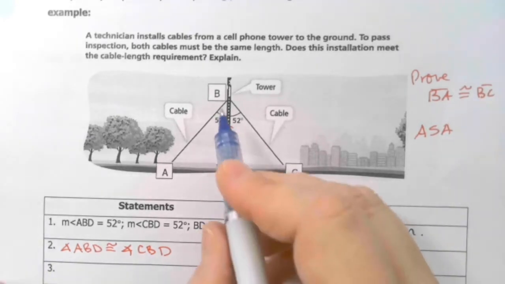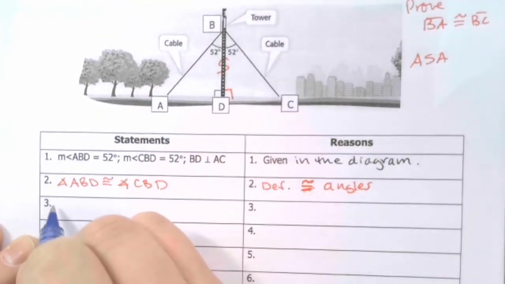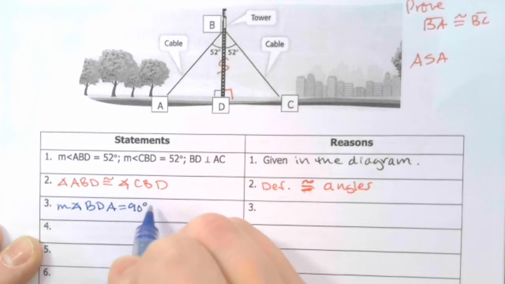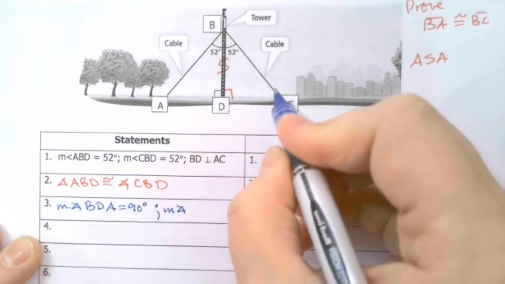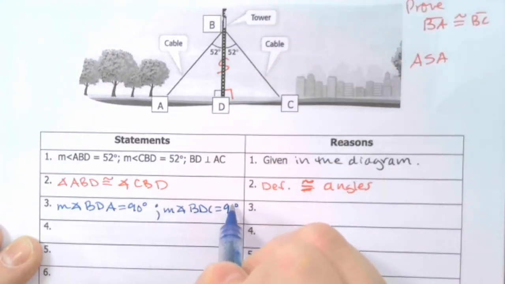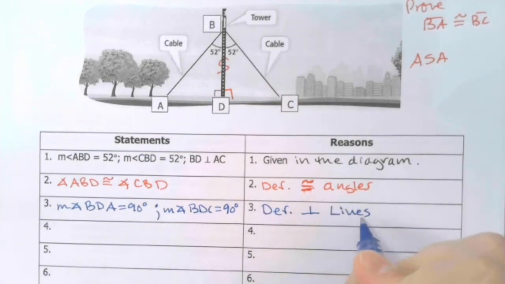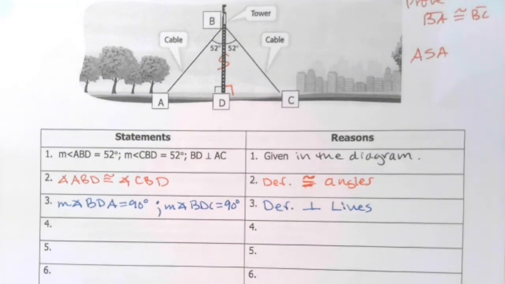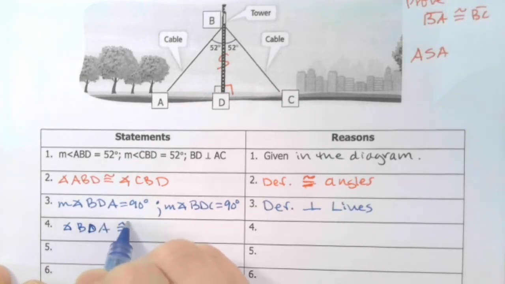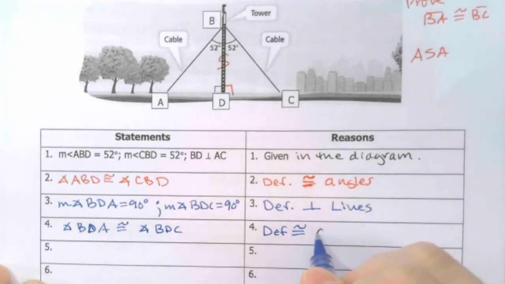Okay, so we know this is perpendicular, but we have to actually say that that means 90. So the measure of angle BDA equals 90 degrees, use a semicolon. The measure of angle BDC is also 90 degrees. And that is the definition of perpendicular lines, that they meet at 90 degrees. Now that we've said they're both 90, we can say they're congruent. Angle BDA is congruent to angle BDC because of the definition of congruent angles.